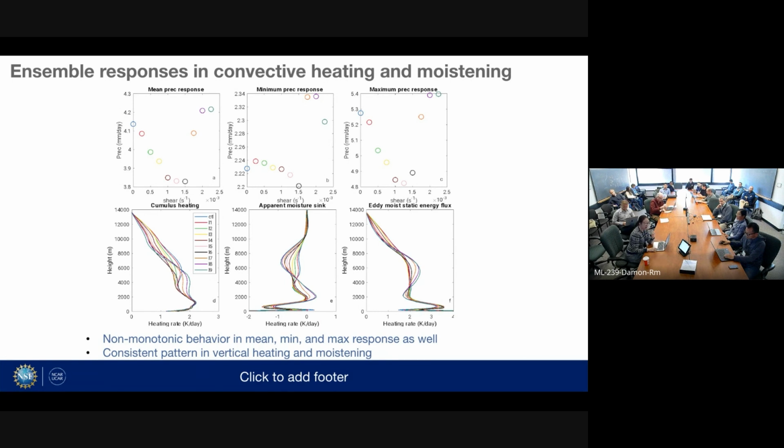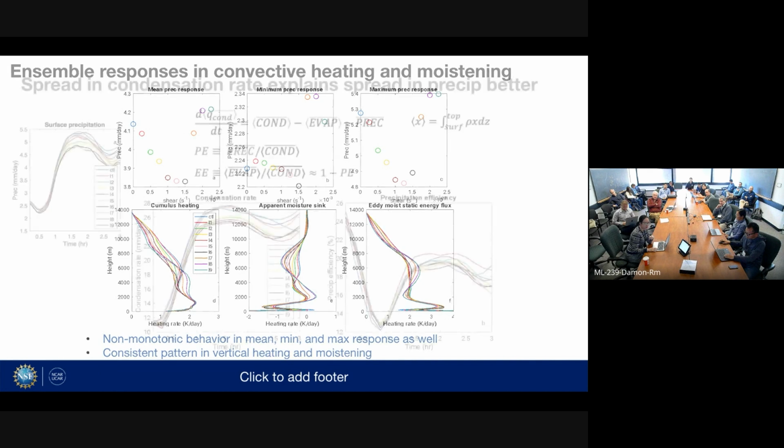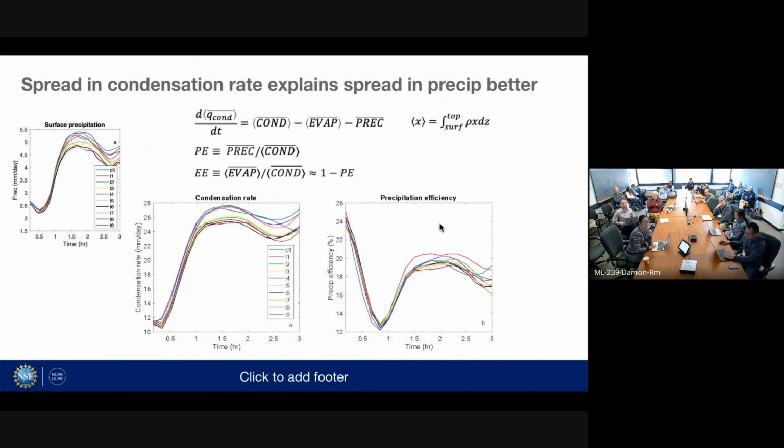Because we think the surface precipitation is closely tied to the total condensed water budget. So next, we're going to analyze this total condensed water budget in more detail. We can write the total condensed water budget as a linear combination of condensation rate, evaporation rate, and surface precipitation. This bracket denotes the vertically integrated value from the surface to the top. We can also write precipitation efficiency and evaporation efficiency in terms of the surface precipitation rate and total condensation rate.